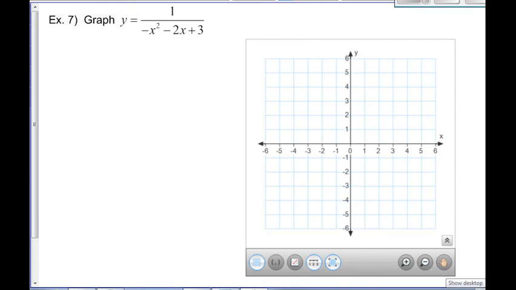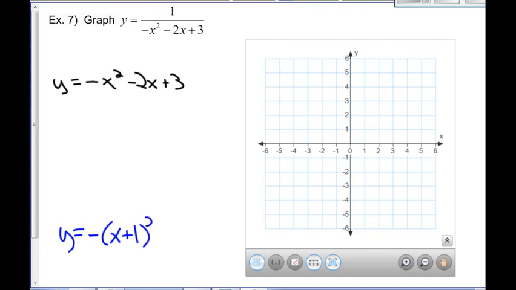In this example, we're going to have to generate the graph of a quadratic and then find its reciprocal. So the first step might be to actually graph negative x squared minus 2x plus 3. Now you can do this a bunch of ways. If you're inclined to put it in vertex form, then maybe you're going to complete the square and get it like this.